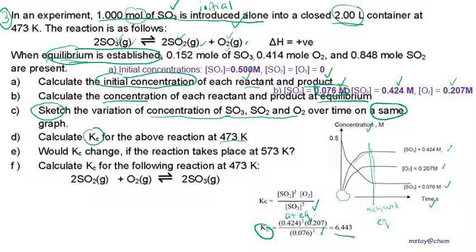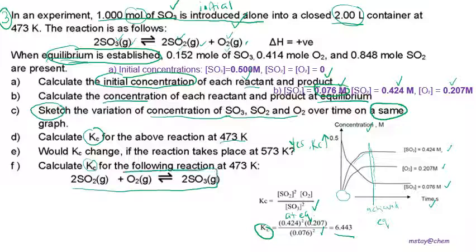Because Kc stands for equilibrium constant, the concentration that you substitute over here is at equilibrium. Then question E, would Kc change if the reaction takes place at 573 Kelvin? The answer is yes. The Kc is going to increase.